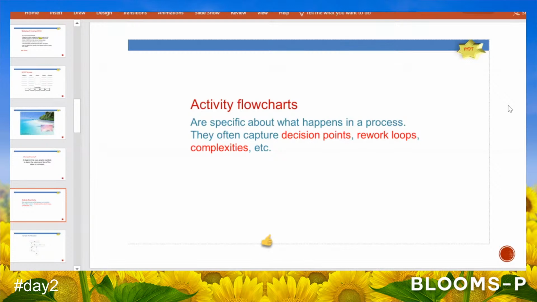Sige lang. So let's try to talk about the activity flowcharts this time. Activity flowcharts are specific on the things that happen in a particular process. They often capture decision points, rework loops, complexities, and etc. Like what I told you kanina, along the way, we'll be experiencing problems and situations which we don't actually allow to happen, but sometimes it will.